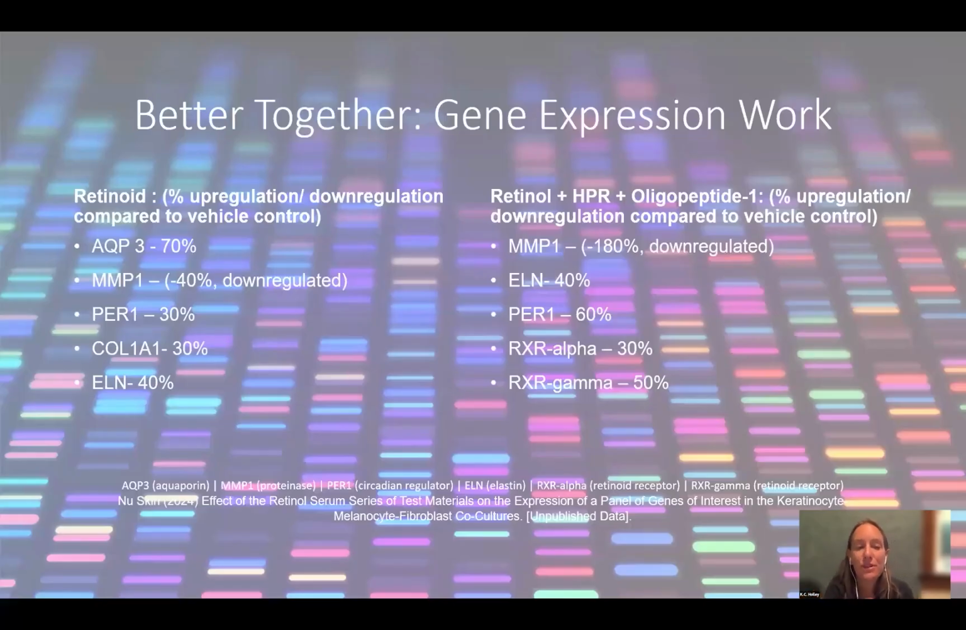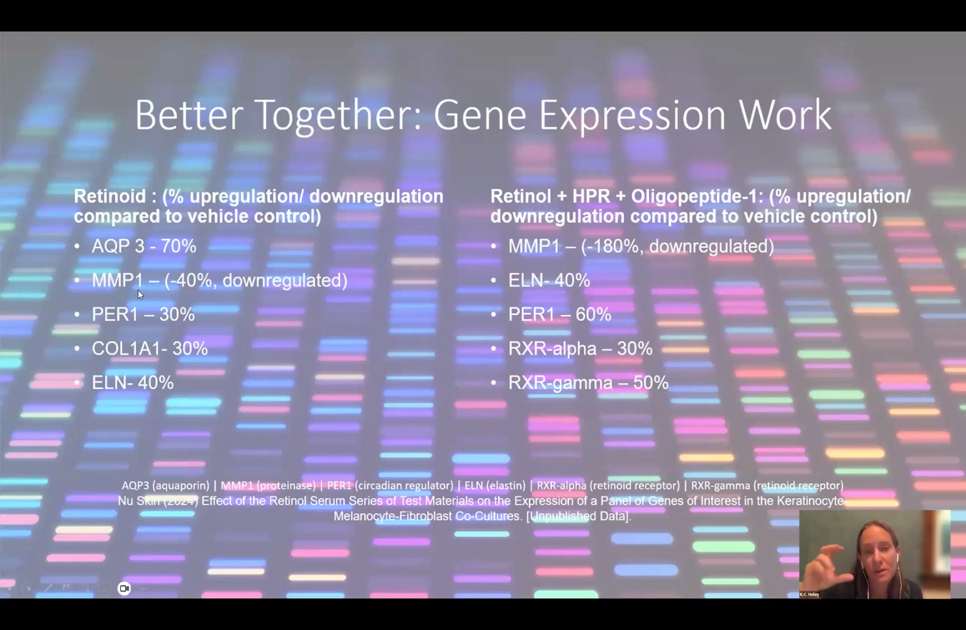So this is now research that Nu Skin conducted. When we looked at gene expression, we looked at the gene expression of a retinoid by itself versus the combination of retinol, HPR, and oligopeptide 1. And what we found was pretty interesting. So when we looked at just the retinoid, the retinoid had the ability to increase this aquaporin expression. Aquaporins have to do with hydration in the cells. And there was a 70% increase in aquaporin, which is good.